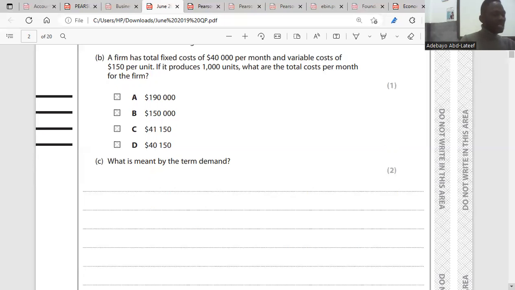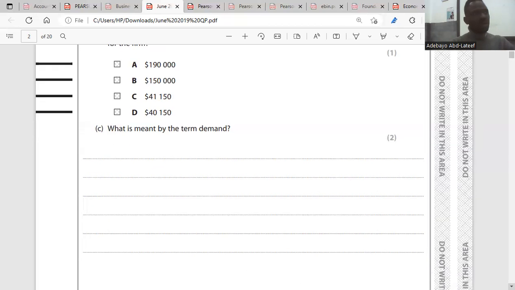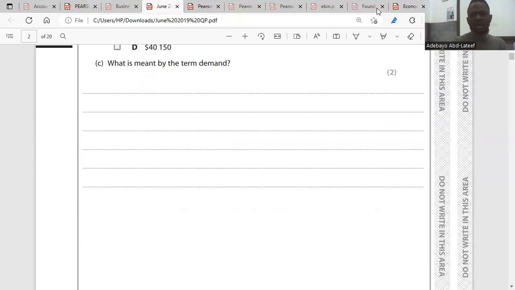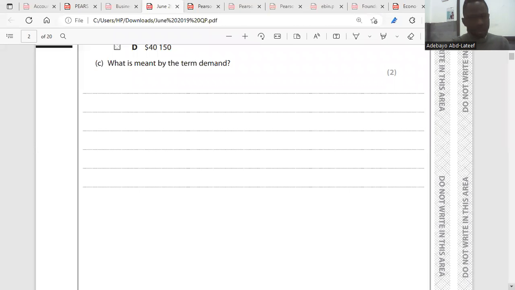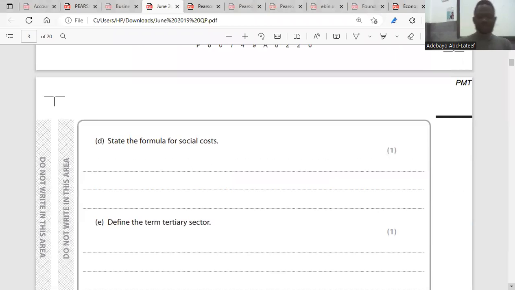As I said, state the formula for social cost. Social cost is your external cost plus your private cost. Please let me just talk, okay? Let me talk, please. Is it clear, please? All right, go on to question. So go to the formula for social cost.